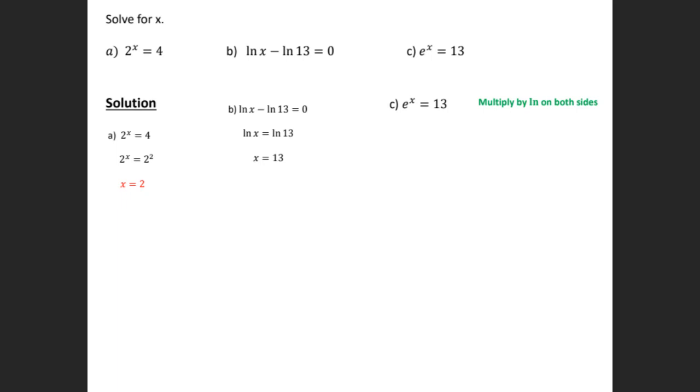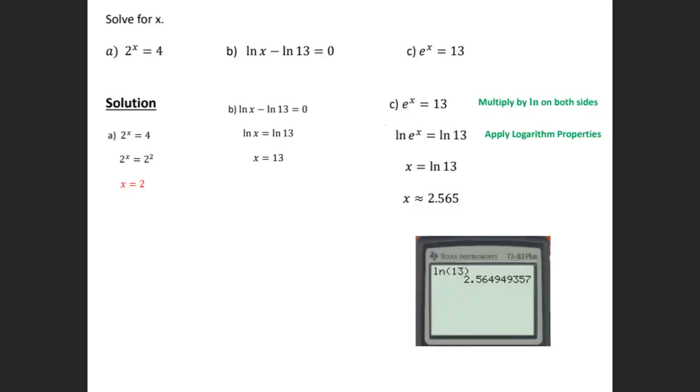E, again, I can multiply both sides by its inverse. If I multiply the inverse of e to the x, that's the natural log. So if I do that to both sides, on the left side, the natural log of e to the x is just going to be x. So the answer here is just going to be the natural log of 13. To get that, we can use our calculator, plug it in. Rounding to the thousandths place, we get 2.565.